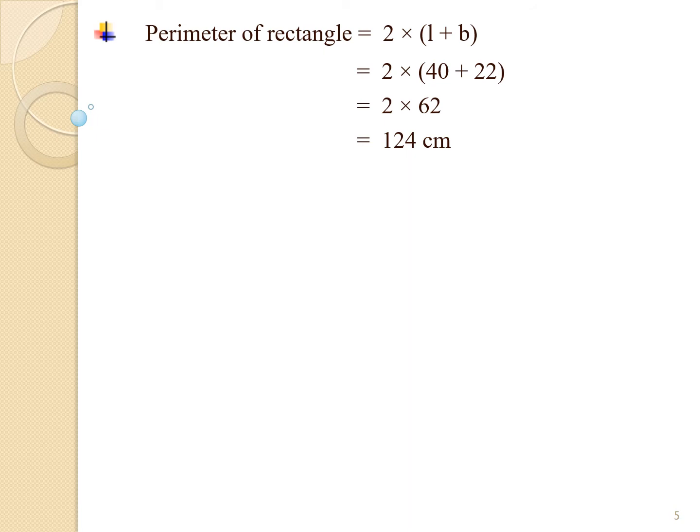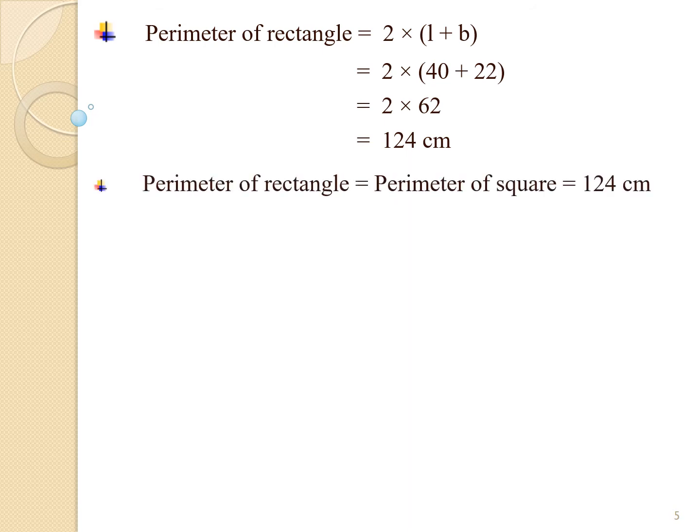Students, we know that perimeter of a rectangle is equal to perimeter of a square. So perimeter of a square equals 124 centimeters. Now let us find the side of a square. We know that side of a square equals perimeter divided by 4, which is equal to 124 divided by 4.